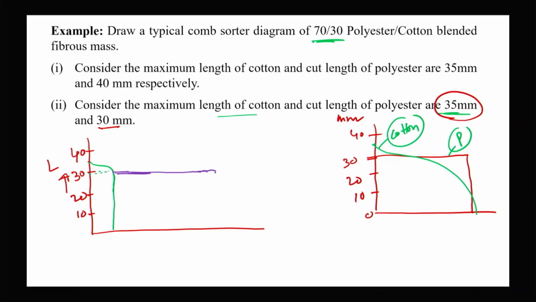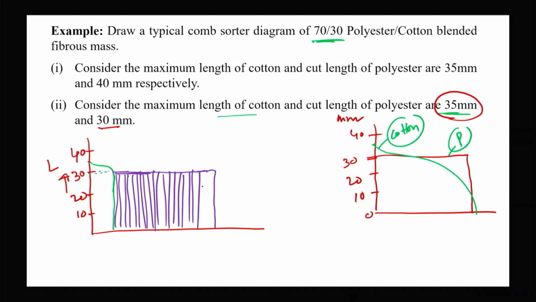This is the polyester. All the polyester fibers are there at the midpoint, in the middle of this, and here the longer cotton fibers, longer than 30 mm. After that, the remaining cotton fibers are less than 30 mm.